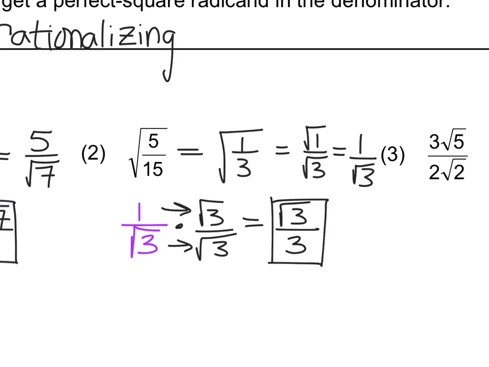Wait, so if you got the rad 3 over 3, and the rad 3 was something that could be broken up, would you break it up? You'd have to break it up further.